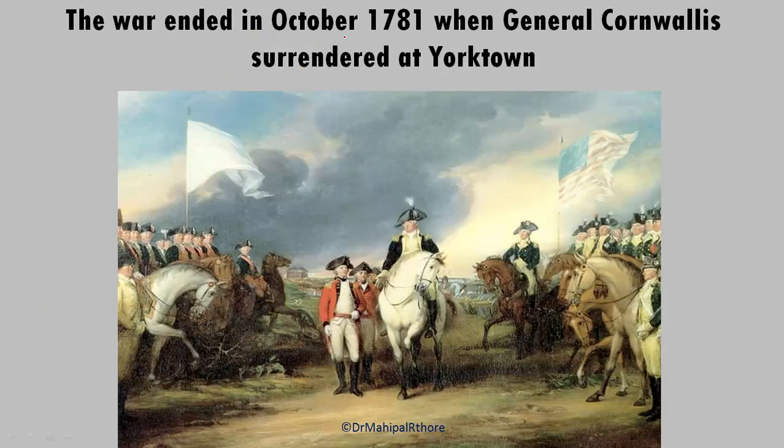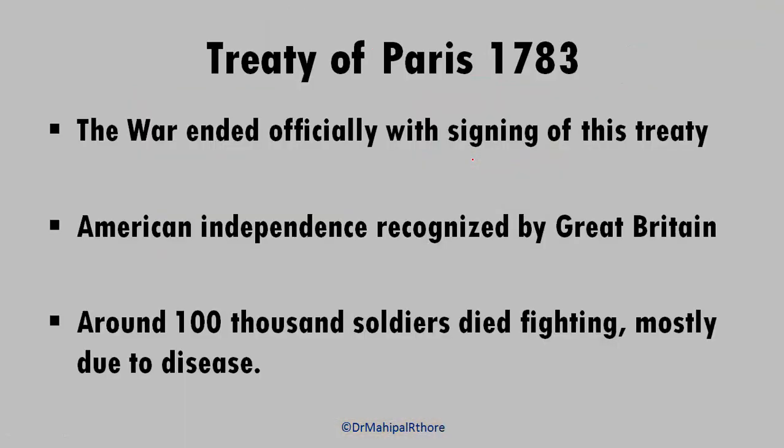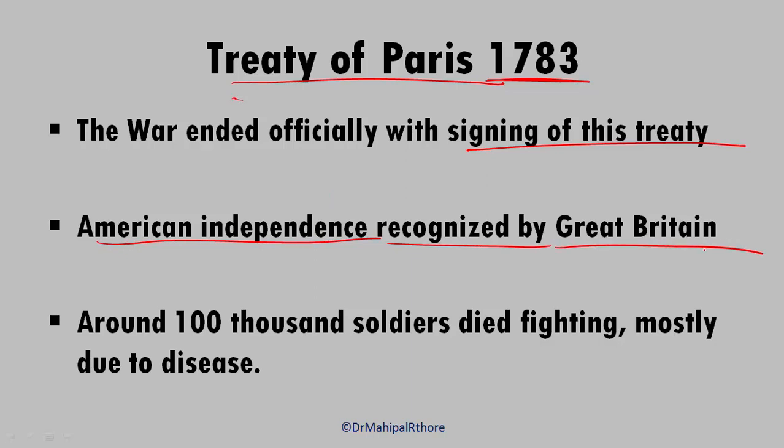The war ended in October 1781 when General Cornwallis surrendered at Yorktown. Remember this name, Cornwallis? He later came to India also as the administrator. Here he is surrendering at Yorktown. In 1783, the Treaty of Paris was signed. The war ended officially after the signing of this treaty. American independence was recognized finally by Great Britain.